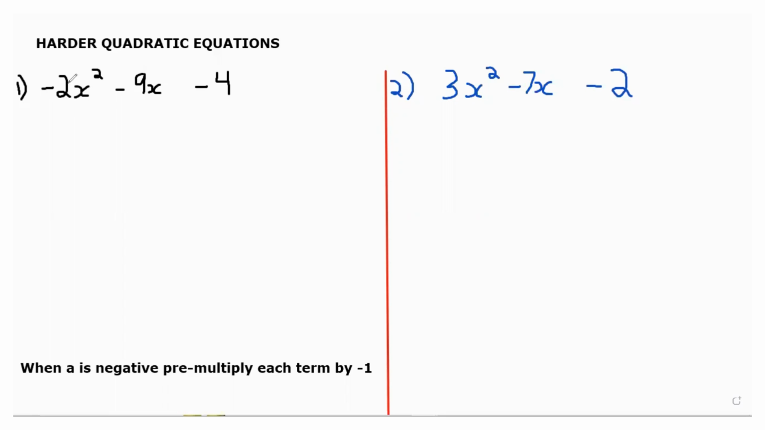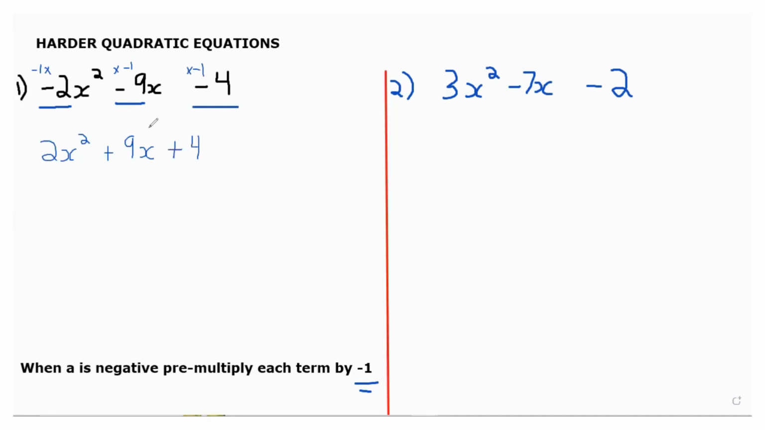So this first one, you'll notice that the first constant, which is a, is negative. Our rule of thumb is to pre-multiply each term by -1. So this will look something like this. Multiplying this by -1, this by -1, and this by -1. So let's see what will happen when that occurs. So you'll get 2x squared, and -1 by -9 is plus 9x, and -1 by -4 is plus 4.